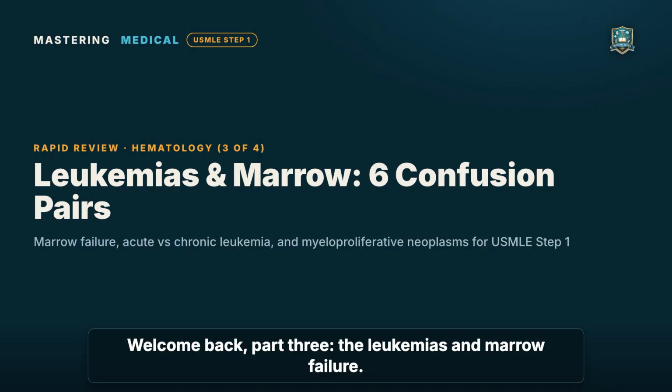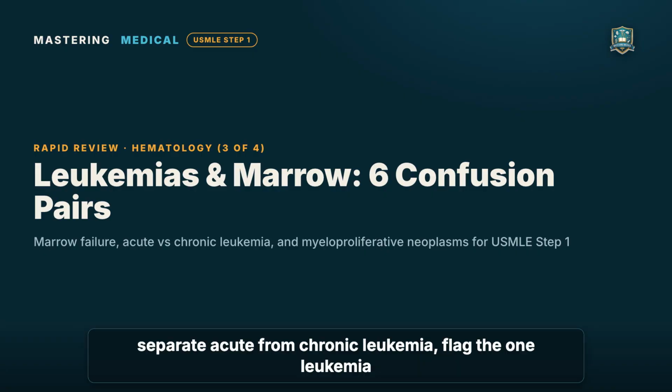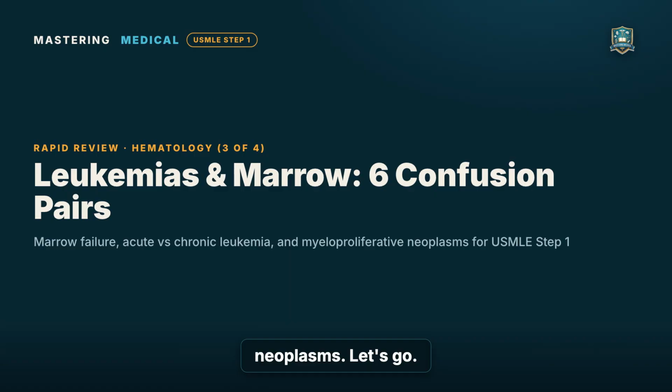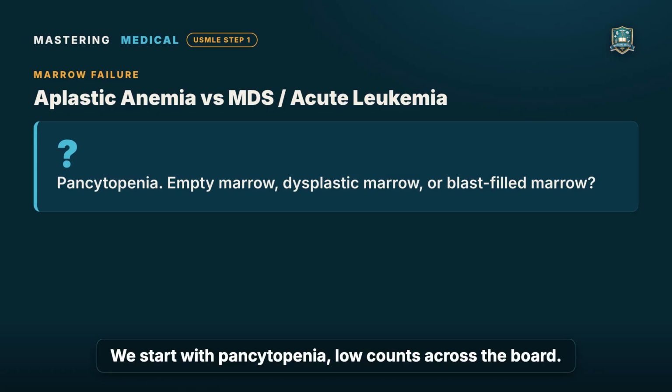Welcome back. Part 3, the leukemias and marrow failure. We start with an empty marrow, separate acute from chronic leukemia, flag the one leukemia that is a true emergency, and finish with the myeloproliferative neoplasms. Let's go. We start with pancytopenia, low counts across the board.